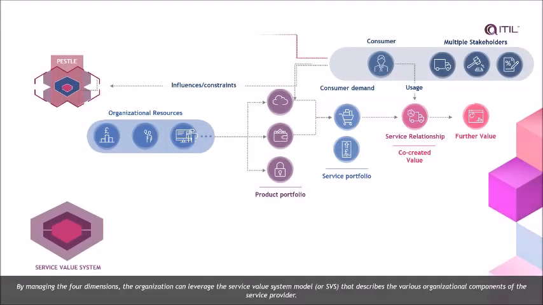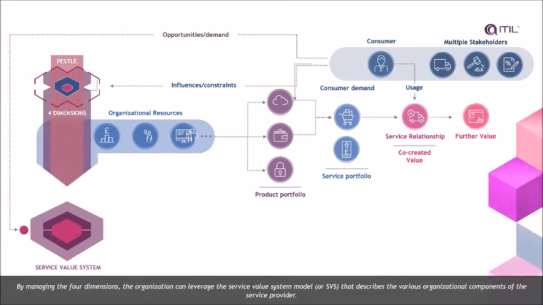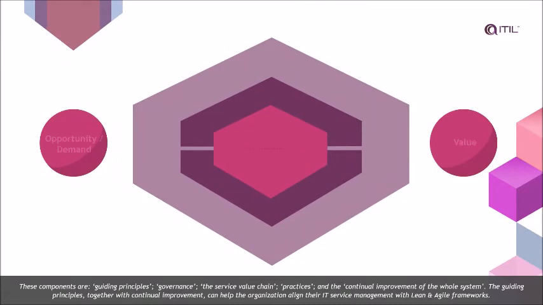By managing the 4 dimensions, the organisation can leverage the Service Value System model, or SVS, that describes the various organisational components of the service provider. These components are guiding principles, governance, the service value chain, practices, and the continual improvement of the whole system.